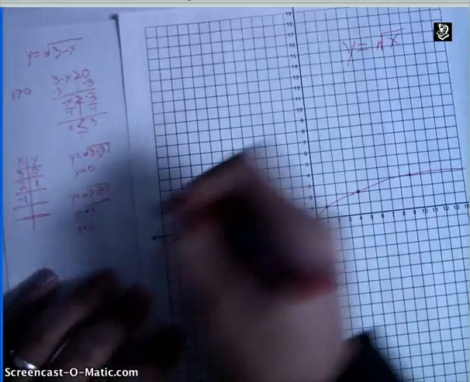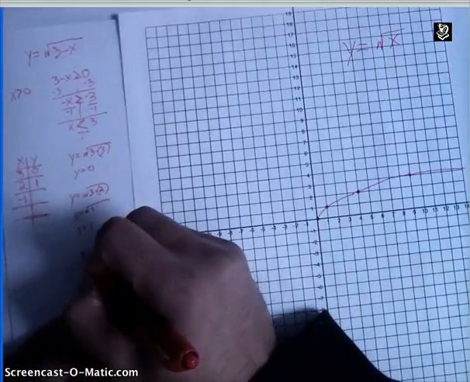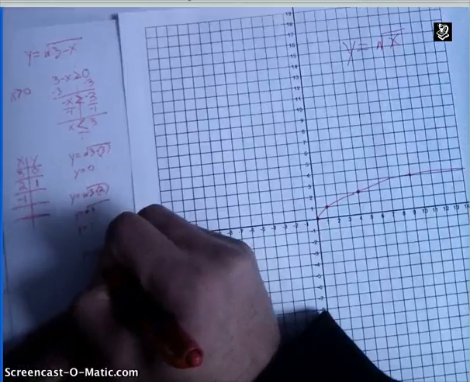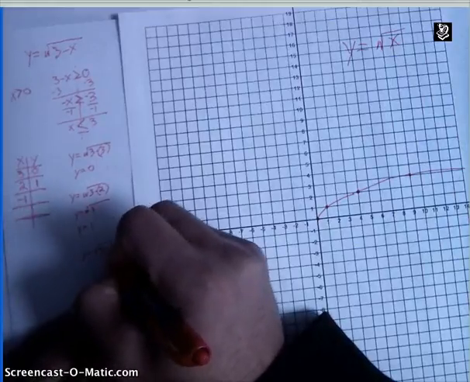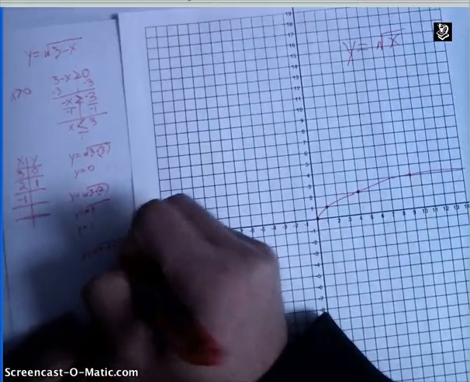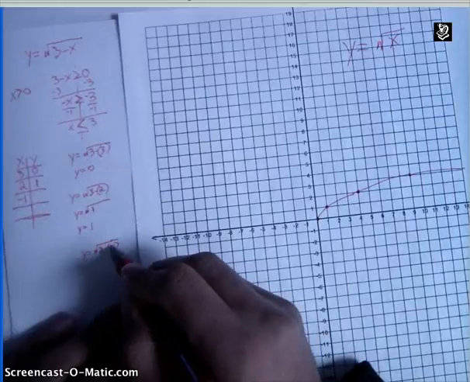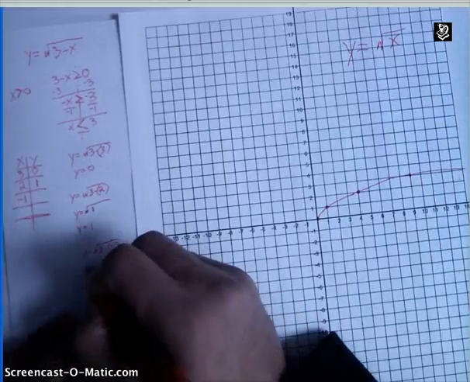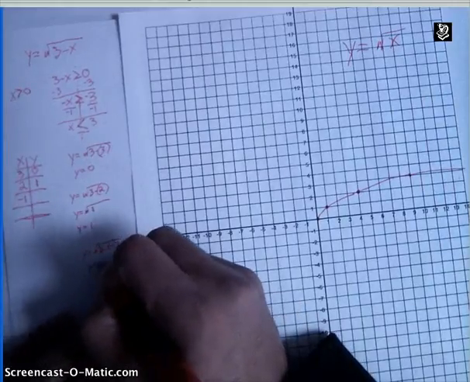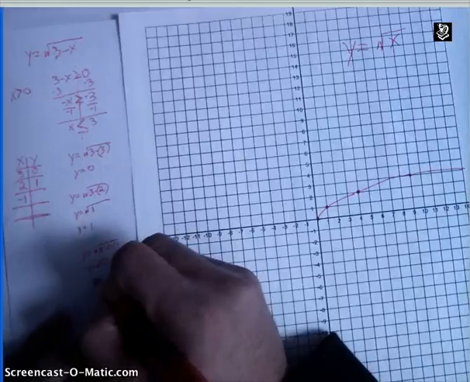Now I do the same thing for negative 1, and I get y is equal to the square root of 3 minus negative 1. Notice I got minus negative 1. This turns that into plus. So it's really just the square root of 4, which I know is equal to 2.